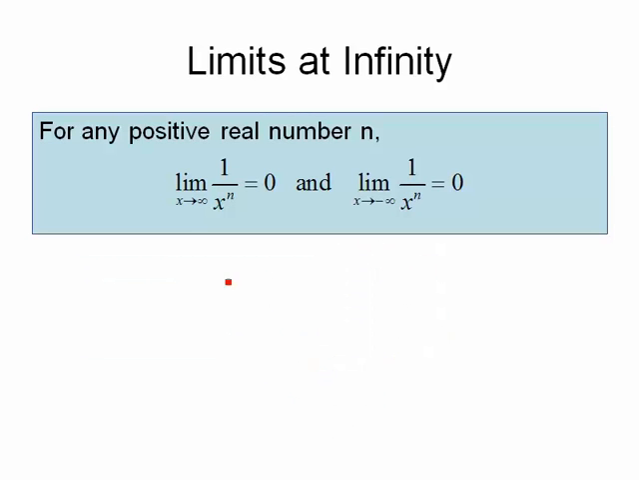What I'm really taking advantage of here is that for any real positive number n, so this means things like 1, 2, 3, or 1.4 or 1.5, if I take the limit of 1 over x to that power as x approaches infinity, we're going to get 0. And the same if we approach negative infinity. So if I put bigger and bigger positive numbers or bigger and bigger negative numbers in here, this fraction is going to get closer and closer to 0. That allows us to do all of these limits at infinity that involve fractions.